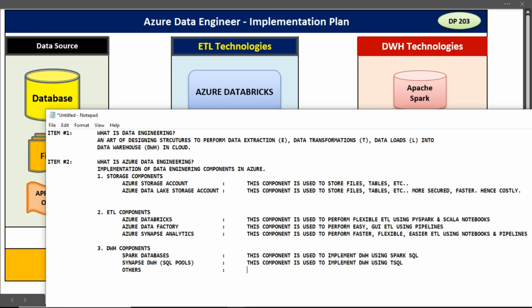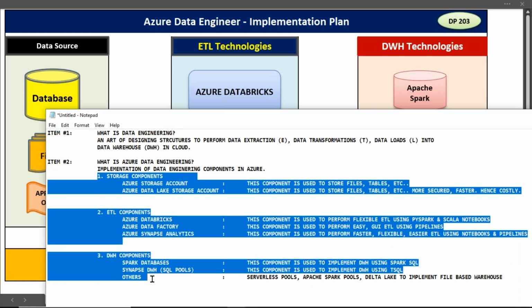We have something called serverless pools, Apache Spark pools, and Delta Lake to implement file-based warehouse concepts. They depend on Transact SQL and Spark SQL. These are the major components we need to learn.